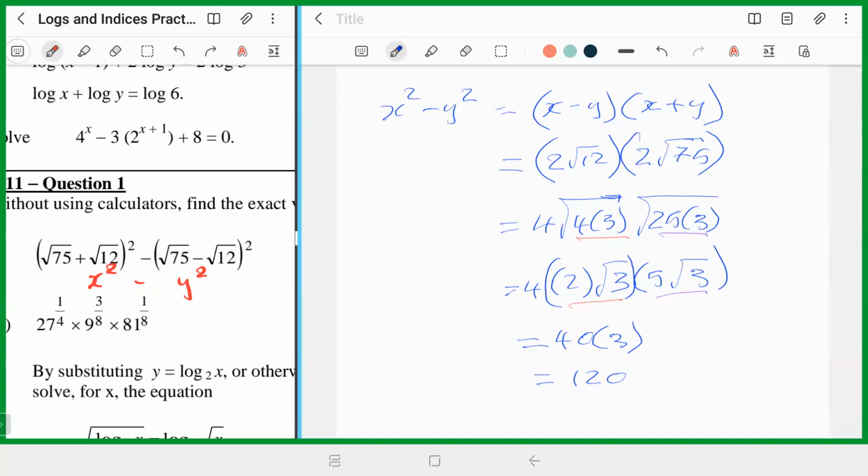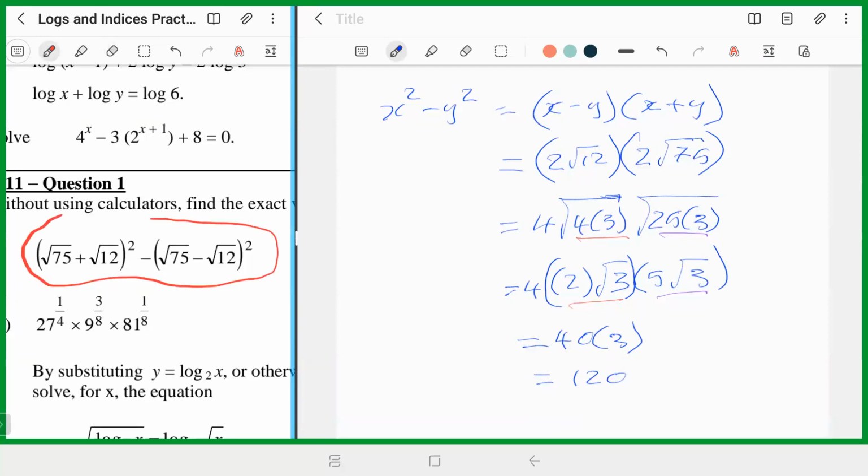What you can do to check if it is correct is put all of this in the calculator. It's going to be equal to 120. Try it now. Put it in the calculator for me and see if you get 120. So this is an example of simplifying surds.